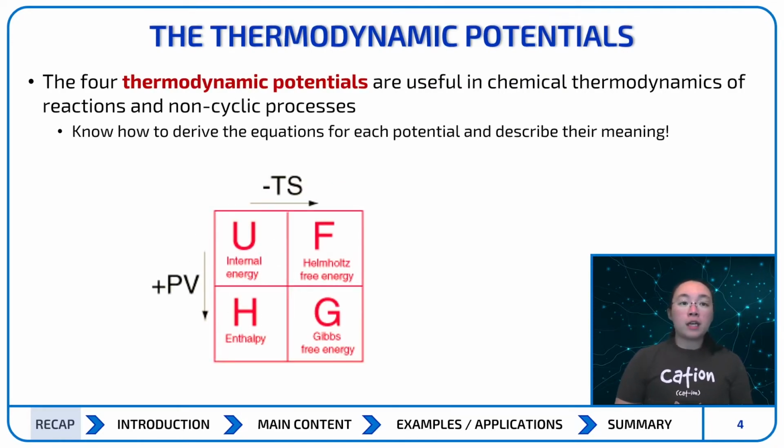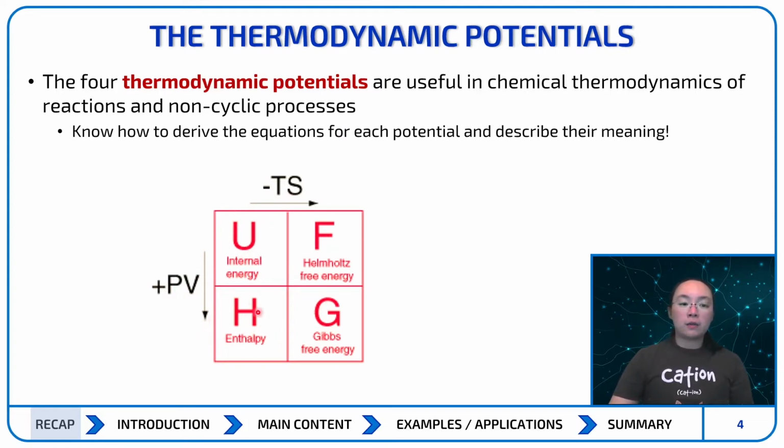So for thermodynamic potentials, this picture's a little bit blurry, but we have thermodynamic potentials being very useful in chemical thermodynamics of different reactions. We want to know how to derive the equations for each potential and describe their meaning. You can take a look at previous lectures for this, but if I want to get to F, Helmholtz free energy, which defines the amount of energy required for a system, you can have U minus TS is equal to F. So we're taking away the entropy and only considering the amount of energy required to create the system.